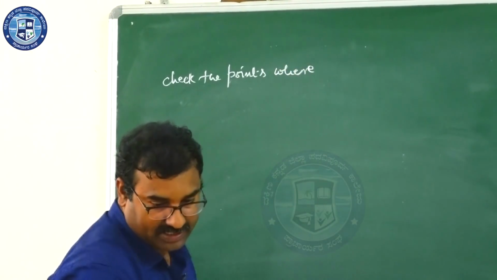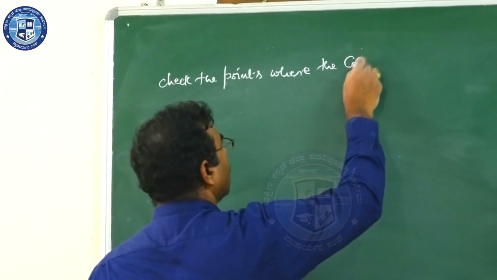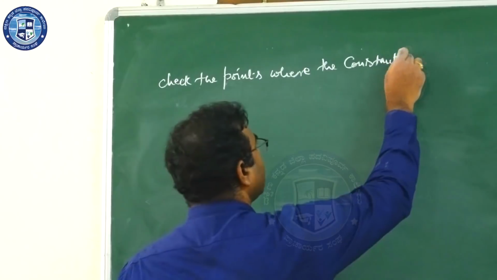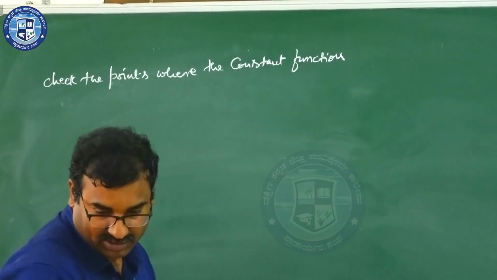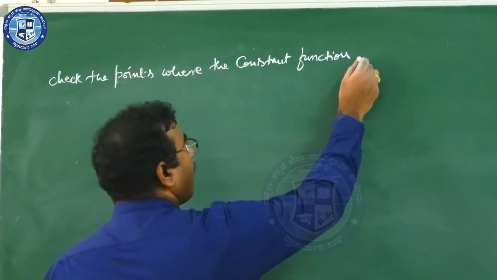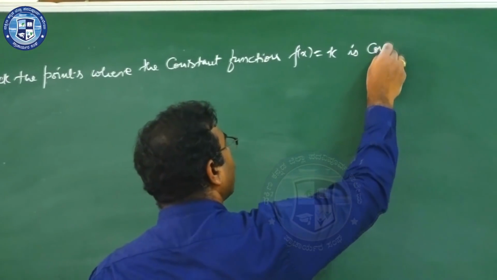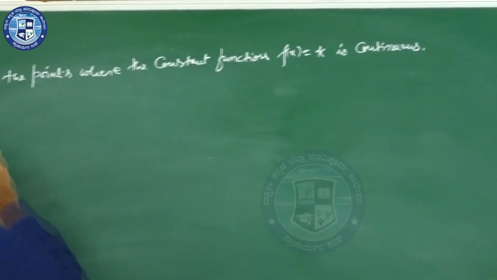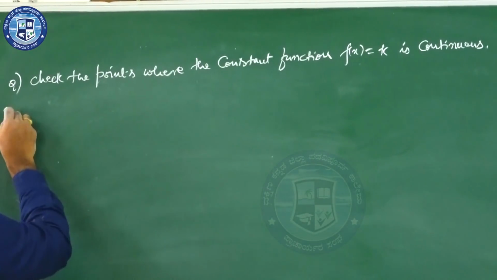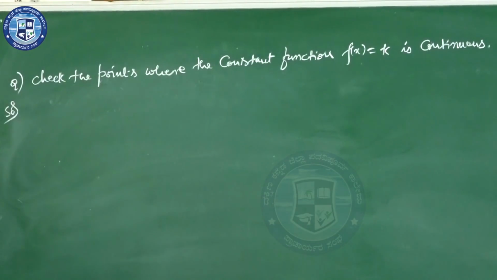Where the constant function f(x) equal to k is continuous. Okay, this is the question. Check the points where the constant function f(x) equal to k is continuous.